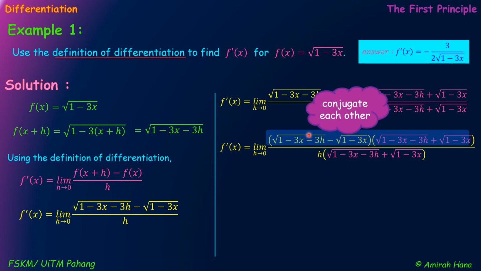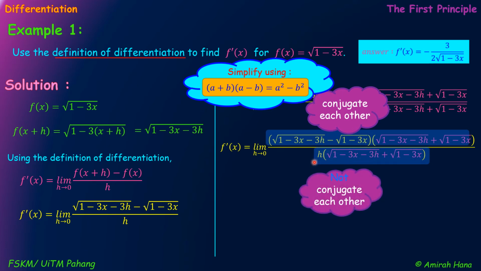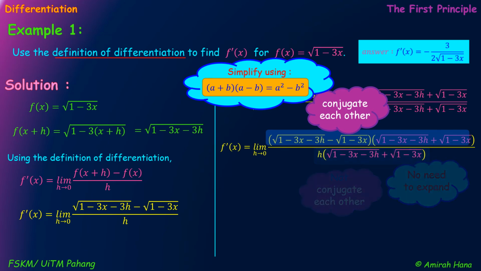From here, they are conjugates of each other. So when we have conjugates of each other, we can simplify using (a plus b) times (a minus b) equals a squared minus b squared, right? And the denominator here is not conjugate of each other, so no need to expand. After we expand this using this formula, we get this.